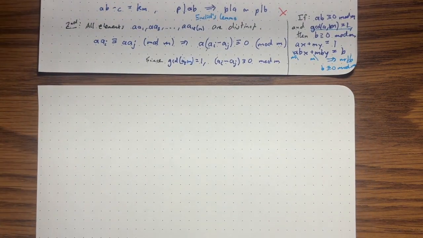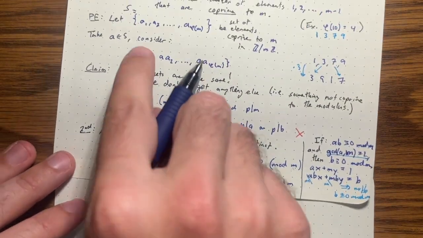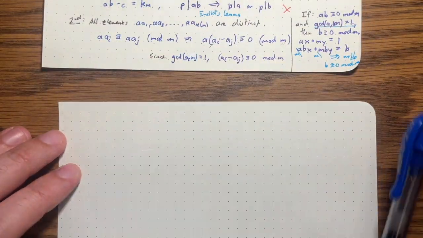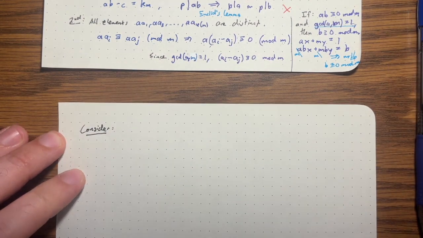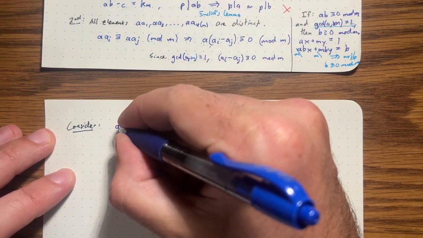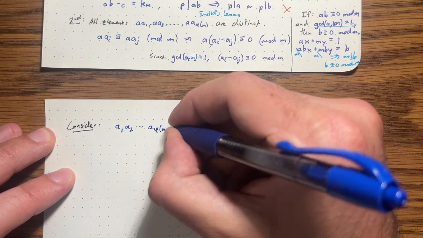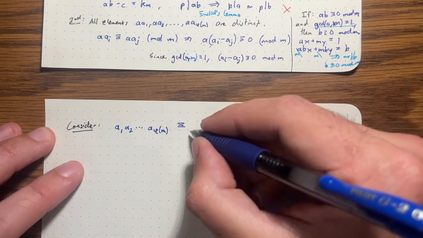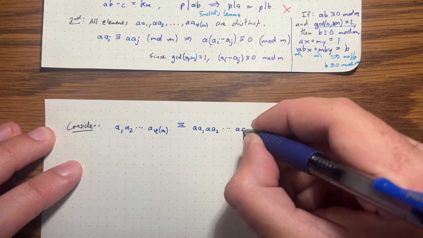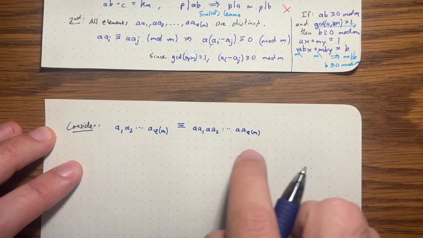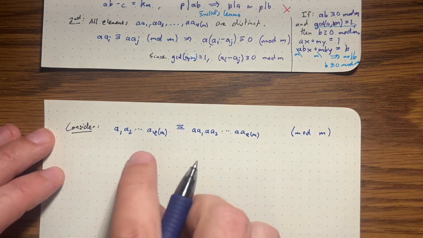The next part is the fun part. You take all of our original elements. So you consider the product of all my original elements. We're taking a product over all of them. And that's going to be congruent to the product of all my new elements, the same ones multiplied by A. They might be reordered, but they're going to be all the same elements. So the products are actually the same.